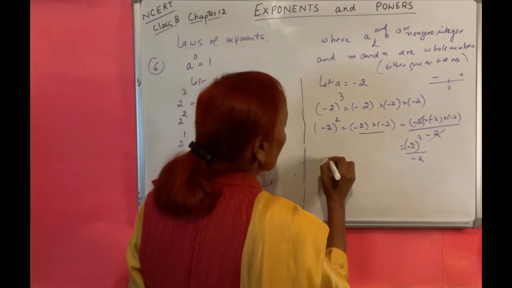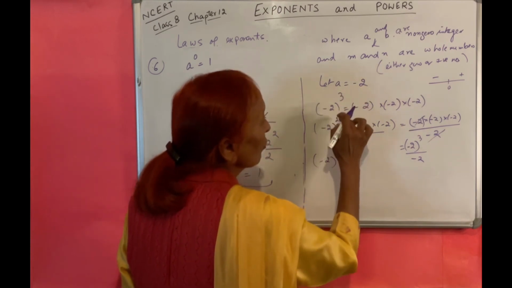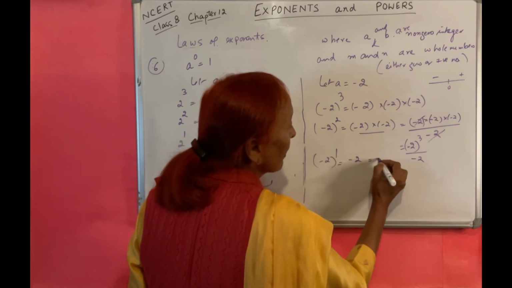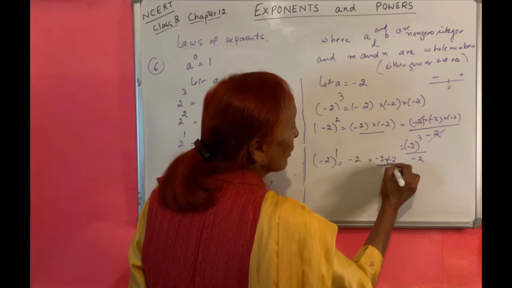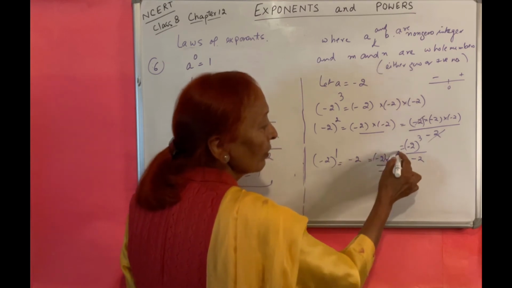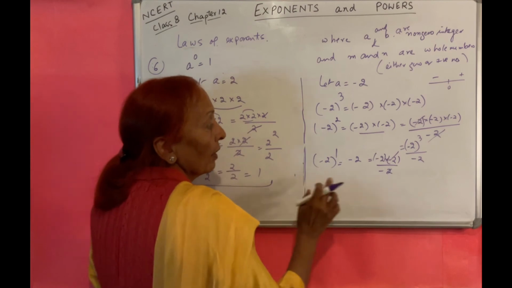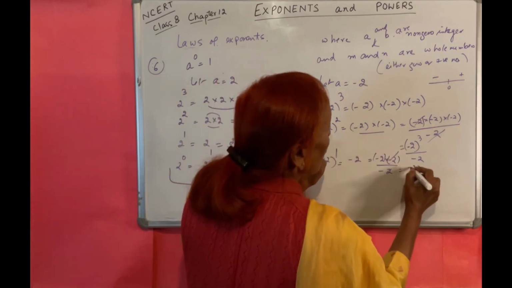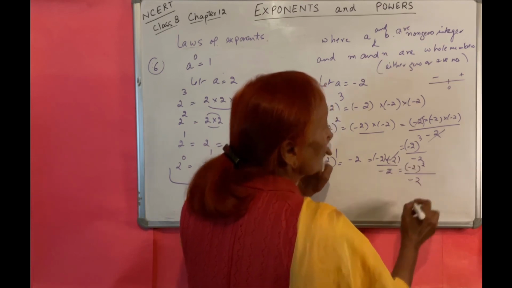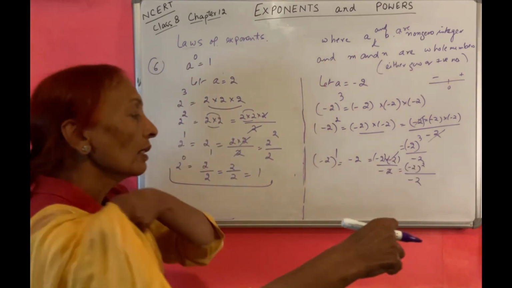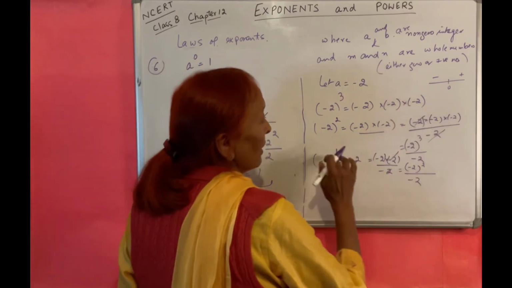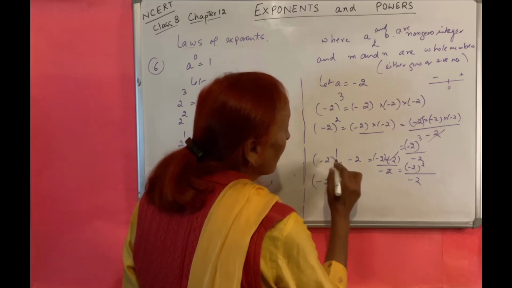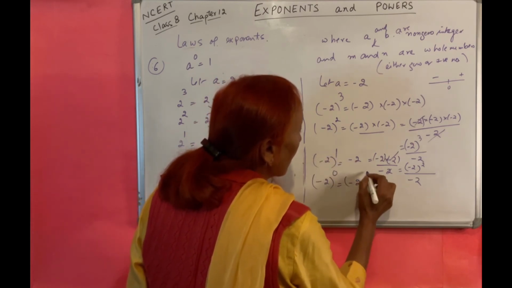Right? Next, minus 2 raised to power 1. 3, 2, 1. This is minus 2. I can write this as minus 2 into minus 2 divided by minus 2. This is the same number. But what is minus 2 into minus 2? This is this number. That means this is minus 2 raised to power 2 by minus 2. That means in each step we are dividing by the base. So next will be minus 2 raised to power 0, which will be this previous number divided by the base.